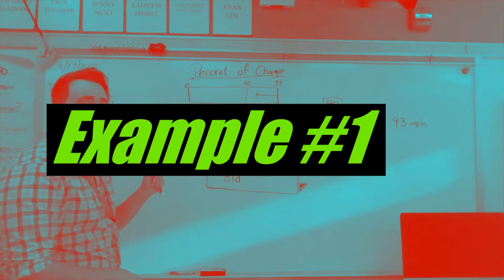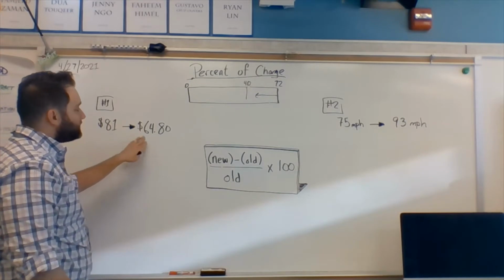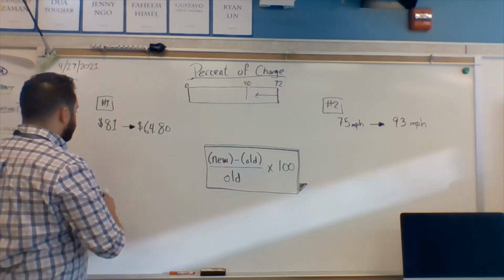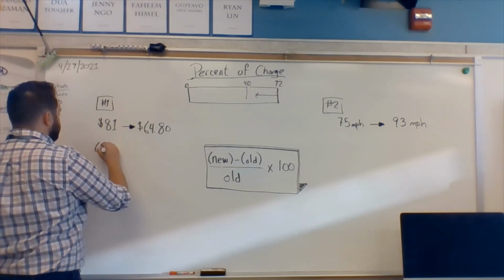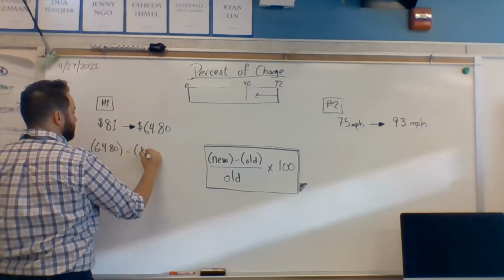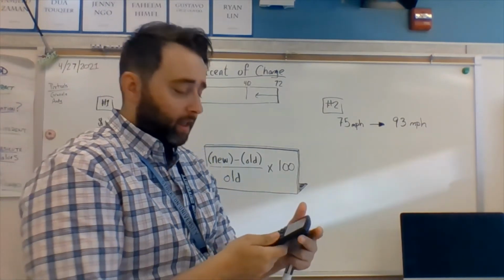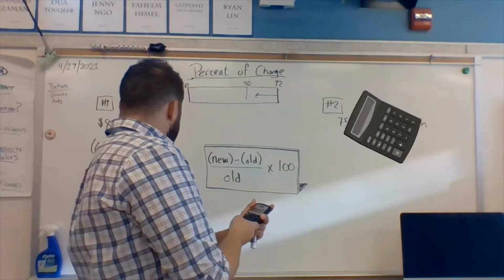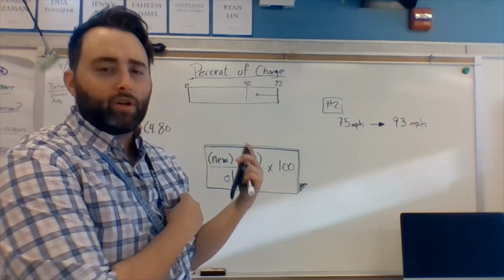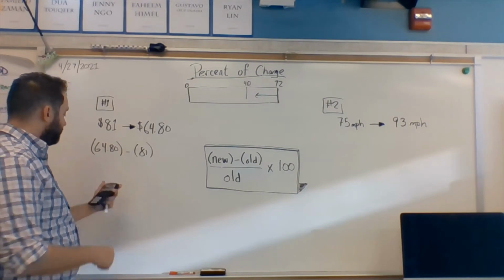Let's take a look at our example number 1. I've gone from $81 to $64.80. That's a decrease of what? Well, let's plug it in. 64.80 minus 81. Let's do that part right here with my handy dandy calculator. 64.80 minus 81. Some of you may think, well, that's the bigger number, shouldn't it go first? No, it's always the new. Whatever the new is goes first.